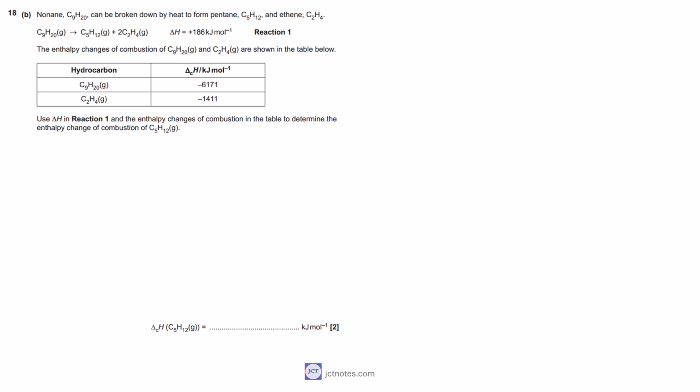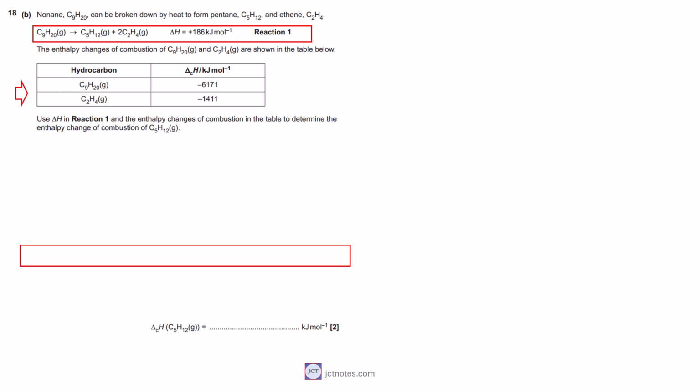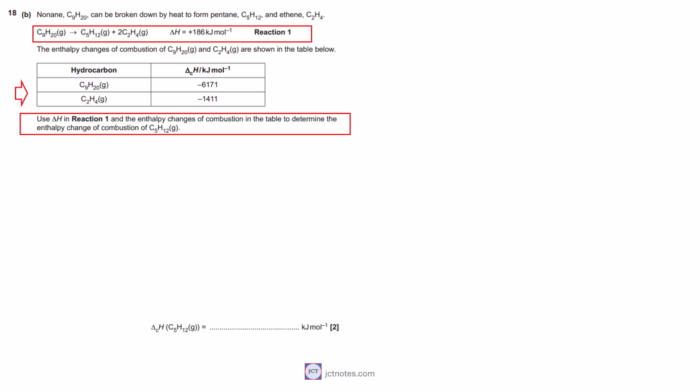In Part B of question 18, we are provided with the breakdown of nonane by heat to form pentane and ethene and its enthalpy change. We are also provided with the enthalpy changes of combustion of pentane and ethene. We are asked to determine the enthalpy change of combustion of nonane by using the enthalpy change of the provided reaction and the enthalpy changes of combustion in the table.